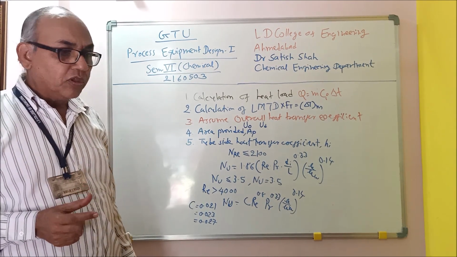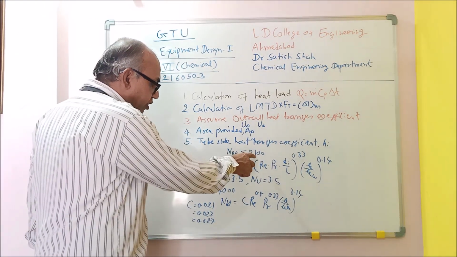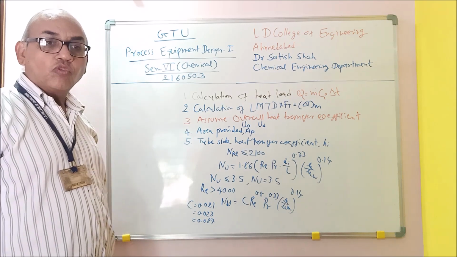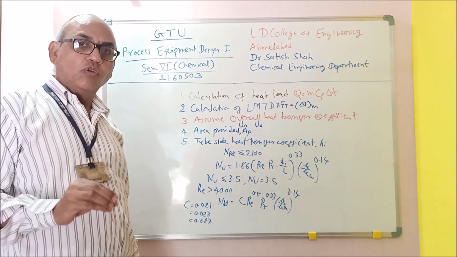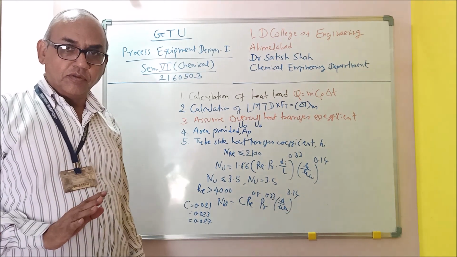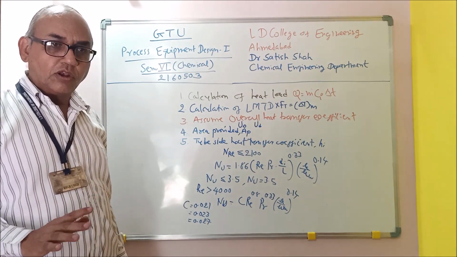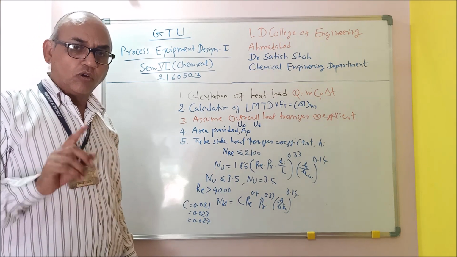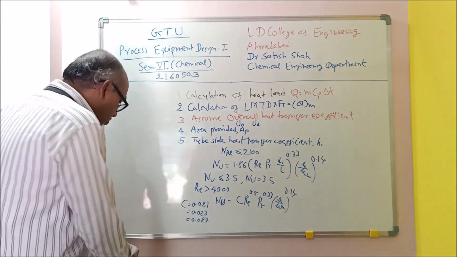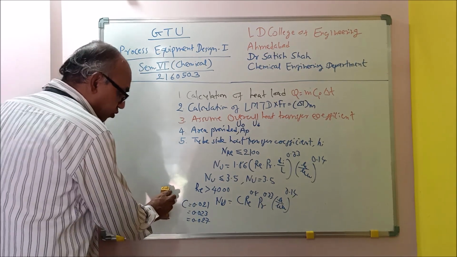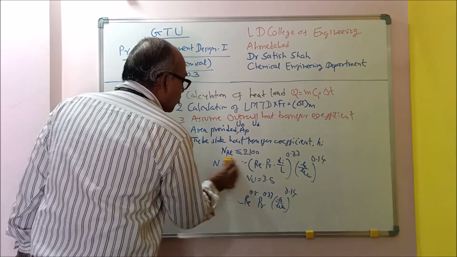Sometimes it will happen that the flow is in the transition zone. Transition zone means the Reynolds number is between 2100 and 4000. So in that case, use both the formulas and whichever gives you the lower value, that you have to consider. Remember, always the lower value will control the heat transfer and that is safe for the design. Alright, so this is for the tube side heat transfer coefficient.